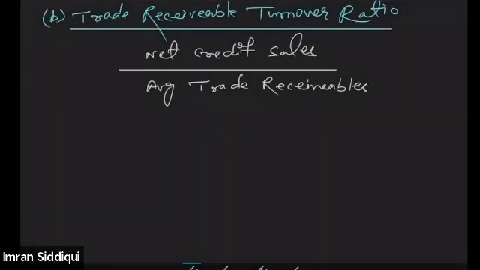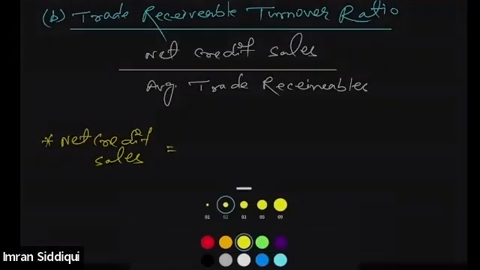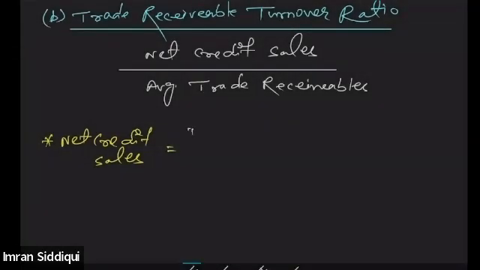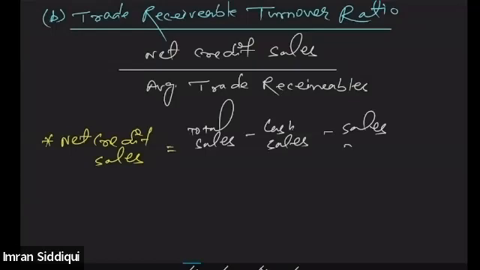And if you are not provided with the net sales, or in fact net credit sales, in the question, then to figure out the value of the net credit sales, we have this small formula that we can use. We can take the value of the total sales, out of this subtract the value of the cash sales, obviously, and then the sales return, if any. By doing this, you will get the value of the net credit sales.